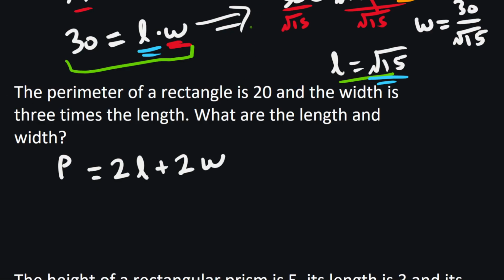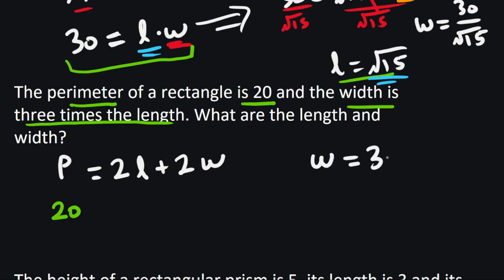Okay, so what do we know from our problem? Well, our problem says the perimeter is 20. So let's go ahead and substitute 20 for our perimeter. And the width is 3 times the length. So the width, the W, equals 3 times the length, which is L. Good. And what are the length and width? Basically, what does L equal and what does W equal? Perfect. So let's go ahead and solve this.